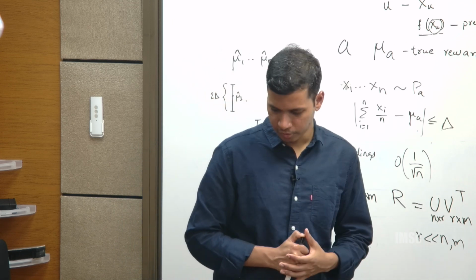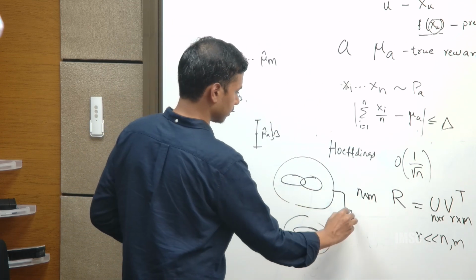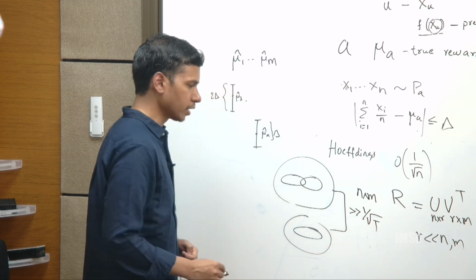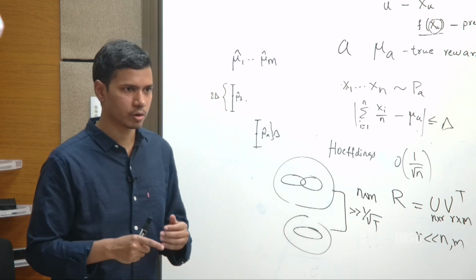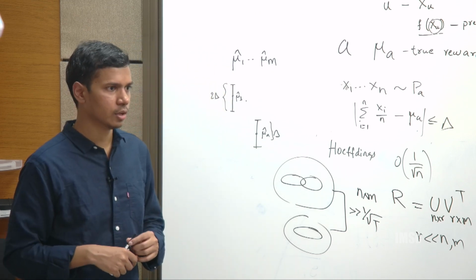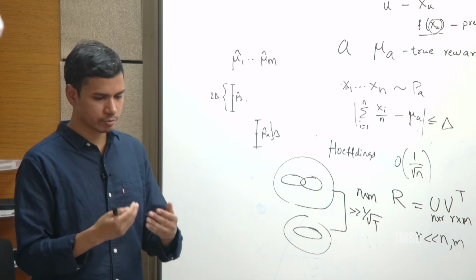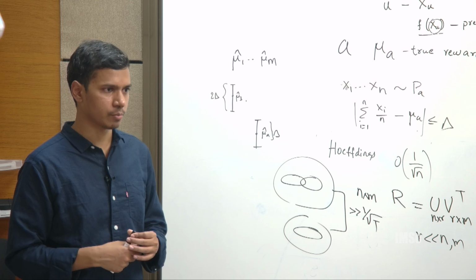But to give a more precise statement, I think we can say something like this. If the distance between clusters is greater than 1 over root T, I think we can separate them. T is the number of rounds of interaction with the users. If the distance is much smaller than 1 over root T, you don't have the opportunity to separate them because you don't have enough samples.